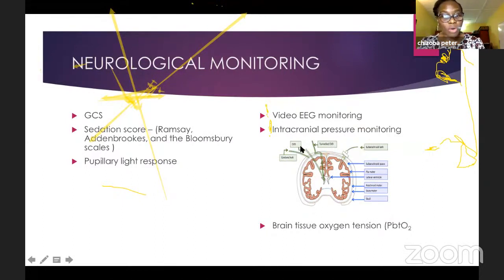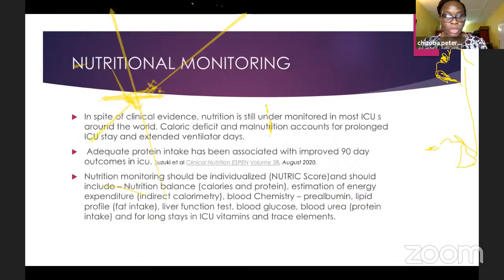But what if the gold standard is actually putting in a sensor through the EVD, so you can actually monitor, and you can also let out some CSF if the pressure is too high. Obviously, you can also check the brain tissue oxygenation tension, but that's a lot more tricky to do, and you can't intervene.